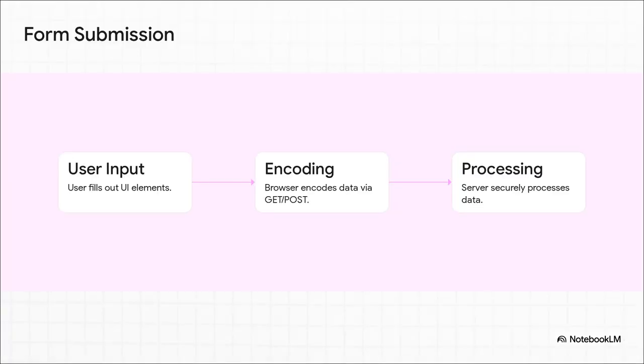So how does a form actually work? What's the journey? First, the user fills out the interface elements. Second, when they hit submit, the browser encodes that data and sends it off in an HTTP request, usually using a GET or POST method. Finally, the server securely processes the data.